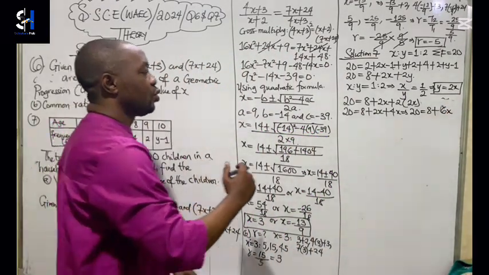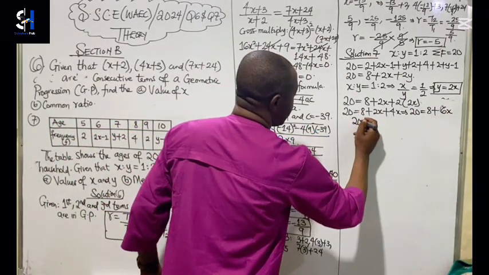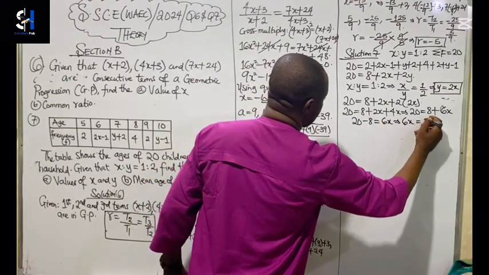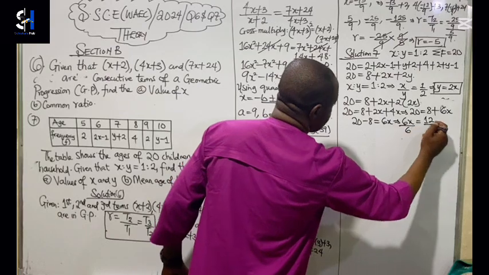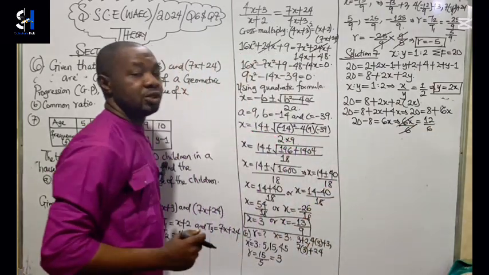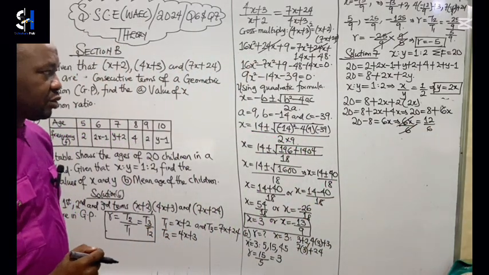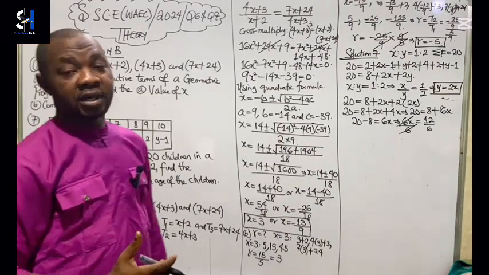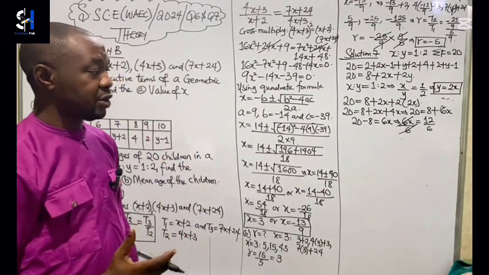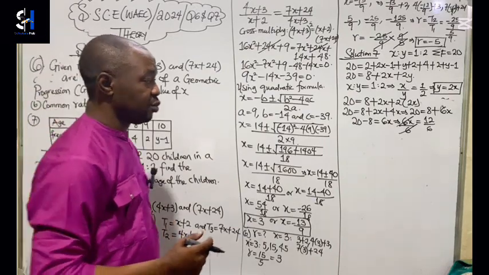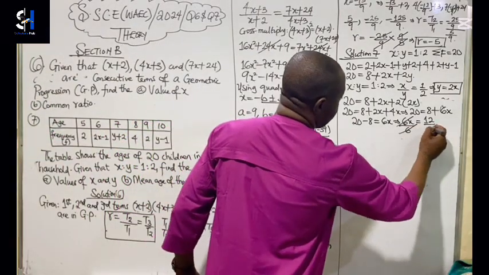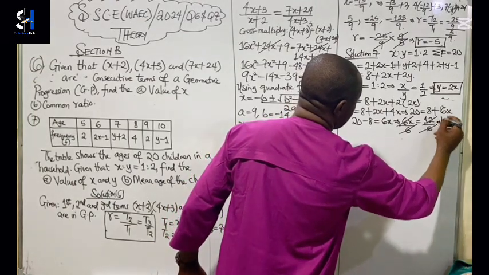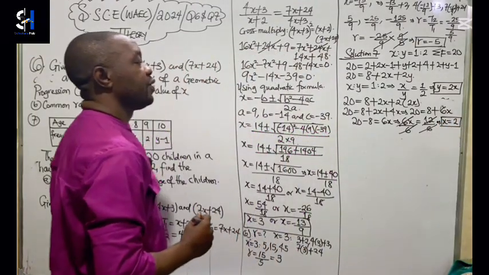All right, so we can now combine like terms. We have 20 minus 8 equals 6x, so 6x equals 12. Then we can divide each side. Remember to state your reason, WAEC student. You must tell why you are dividing both sides by the coefficient of the variable. So divide both sides by 6, so that x will be equal to 2. So the value of x is 2.